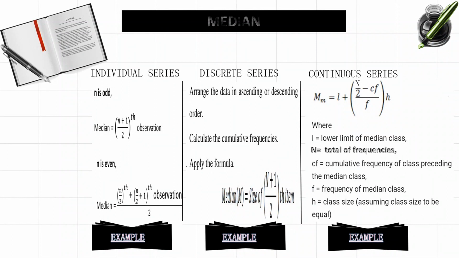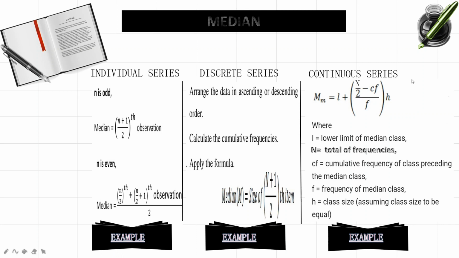First, in individual series, if there are an odd number of observations given in the data, then the (n plus 1) by 2-th observation is the formula to find out the median. And if an even number of observations are given, then the n by 2-th observation plus the (n by 2 plus 1)-th observation, divided by 2.